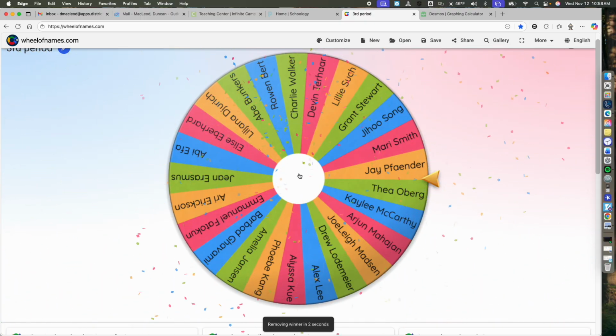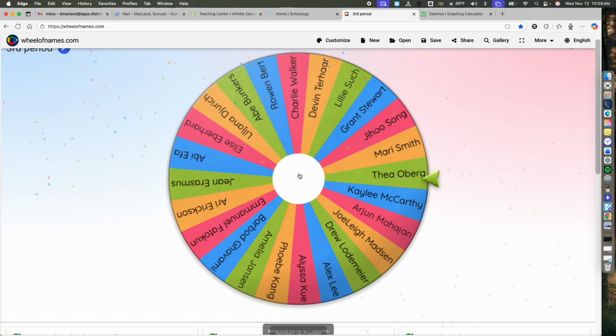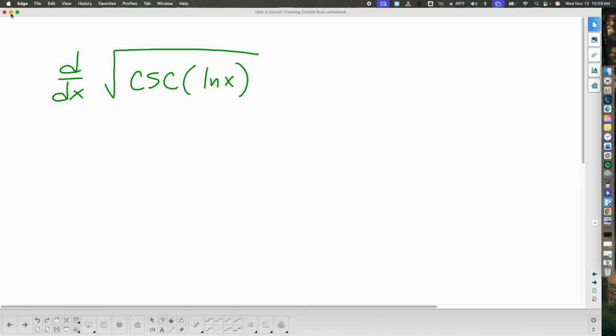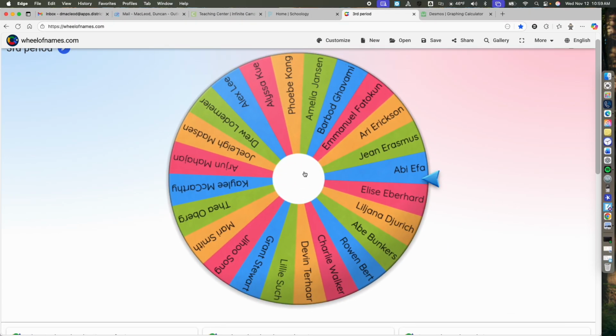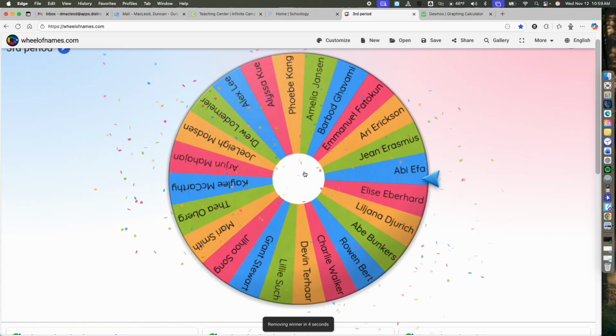It's a J or a Thea? Probably J, probably J. It was J. No, LNOX is J. Oh, that's right, he's gone. Derivative of LNOX. No wonder why you were rooting for him so hard. Probably J. Abby.